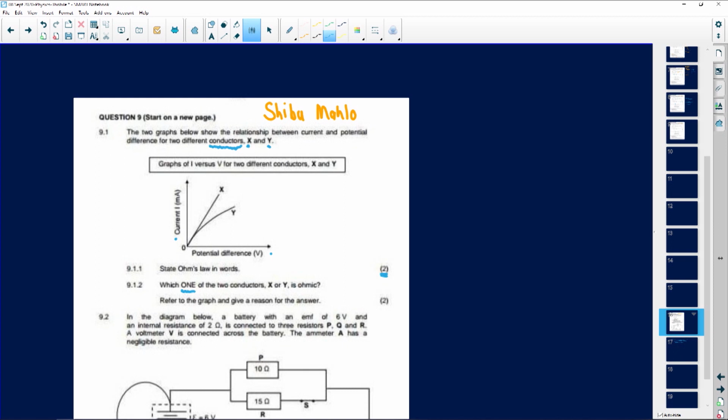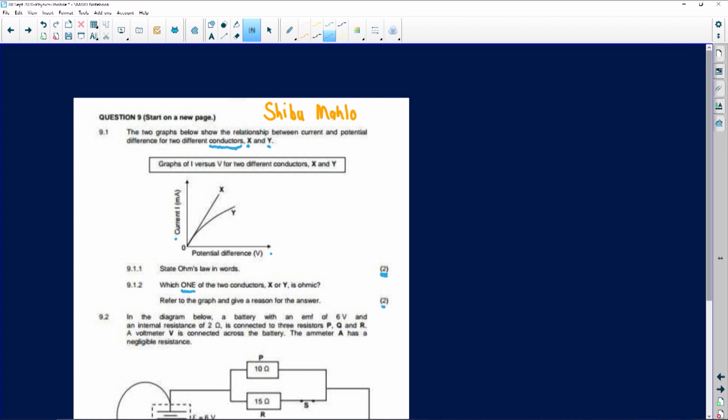Let's see for how many marks this was. It was for 2 marks. You get a mark for stating which one, X or Y, and giving a reason. Now remember, they said you must refer to the graph and give a reason. They didn't say just give a reason. If they just said give a reason, you could have used Ohm's law to support why you chose X, in terms of the rules and laws we know about conductors and non-conductors of electricity. In this case, they said refer to the graph. The graph showed us 2 conductors, one which had a straight line and one which had a curve.